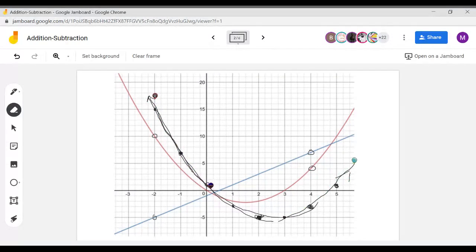Oh, look at that. Everybody is like, I love the Jamboard. Okay, and somebody's going to write something really congratulatory for everybody there.